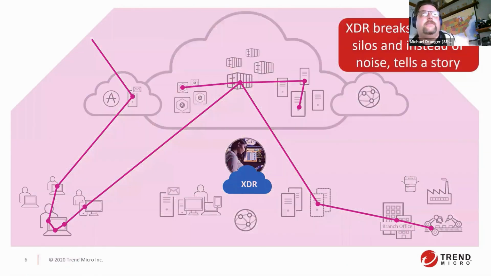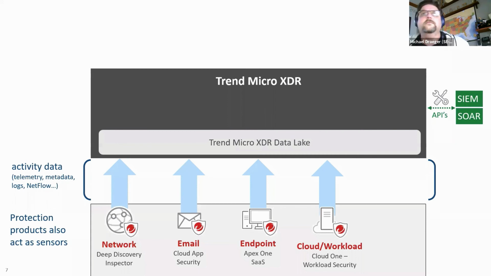XDR breaks that down and ties all of the different silos together, and instead of getting all these alerts and noise, it tells the story. It allows the SOC team to see what happened, when it occurred, where it started, and what events are tied to what events, so they can link it together and shut it down quicker.